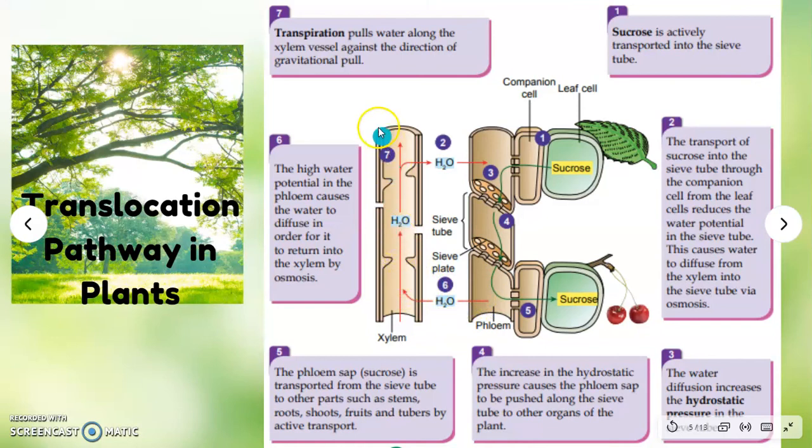Number 7, transpiration that occurs in the leaf pulls water along the xylem vessel against the direction of gravitational pull, and then the cycle will repeat again. So that was what happens in the translocation pathway in plants. I hope you all can understand the translocation pathway in plants.